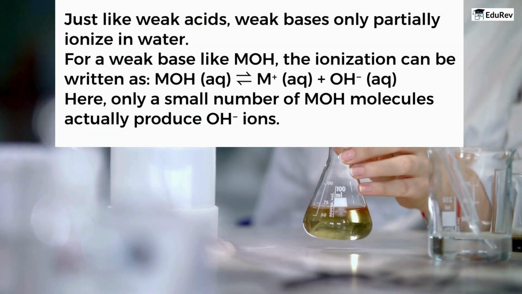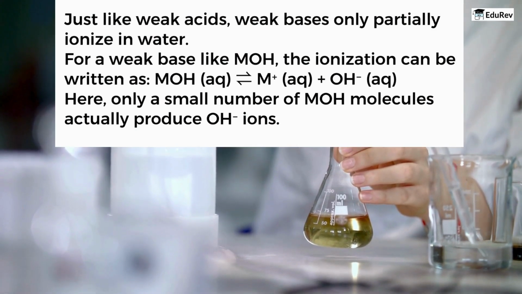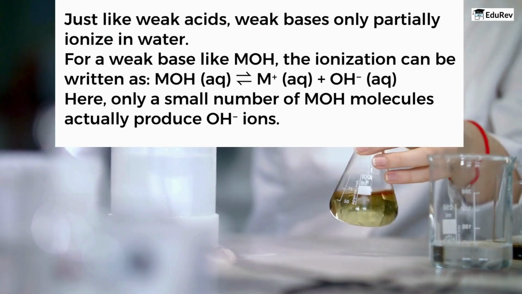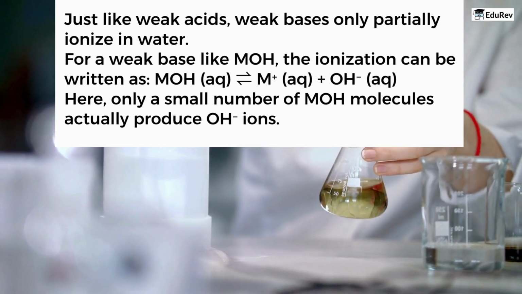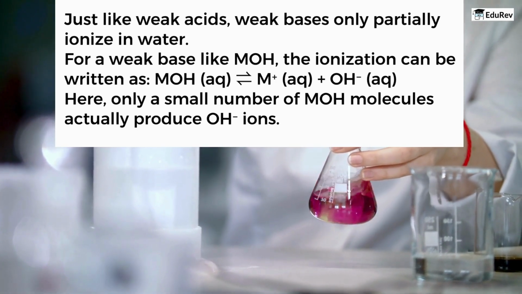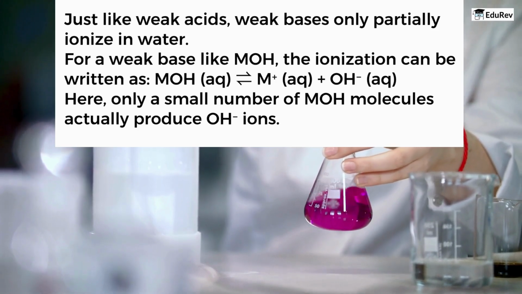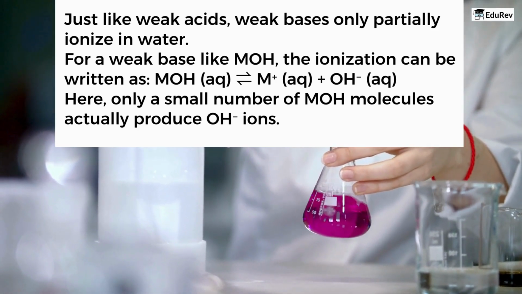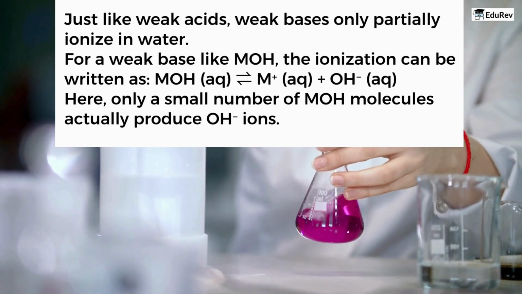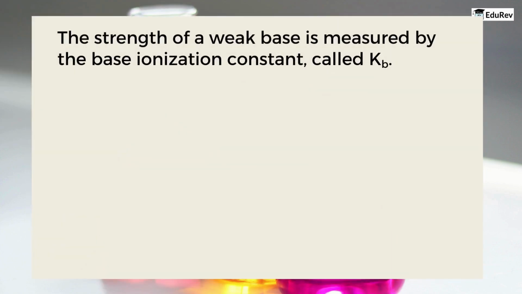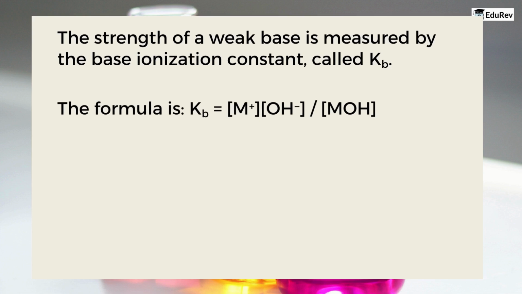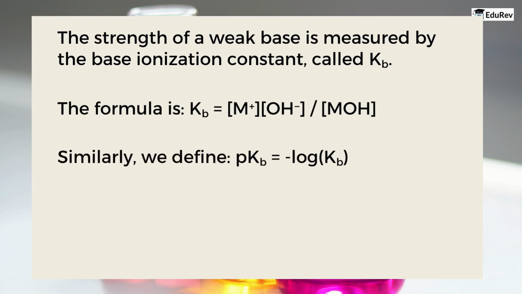Just like weak acids, weak bases only partially ionize in water. For a weak base like MOH, the ionization can be written as MOH gives M+ and OH-. Here, only a small number of MOH molecules actually produce OH- ions. The strength of a weak base is measured by the base ionization constant called Kb. The formula is Kb equals [M+][OH-] divided by [MOH]. Similarly, we define pKb equals -log Kb.